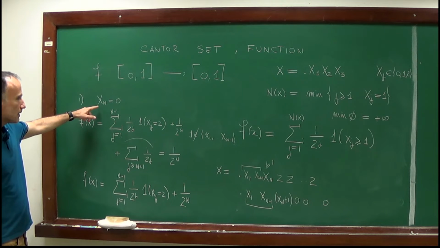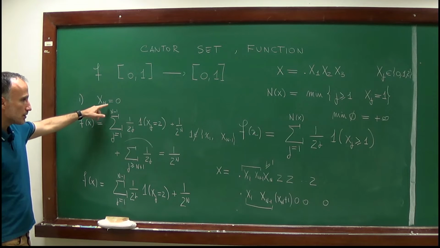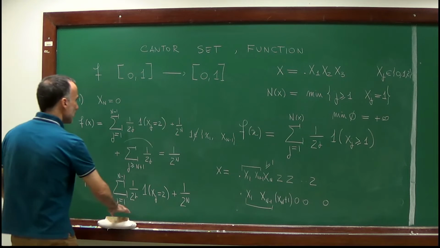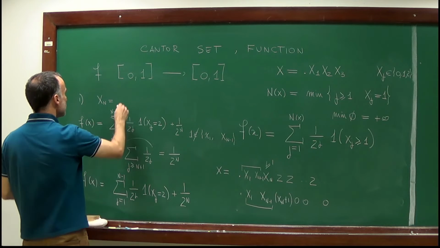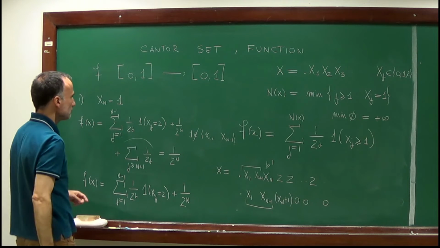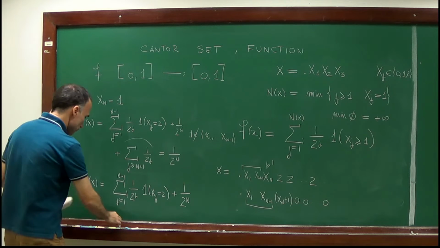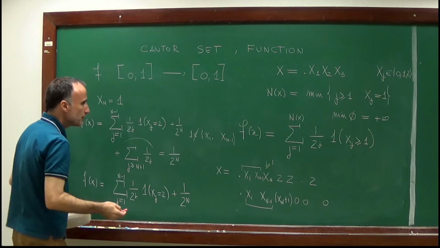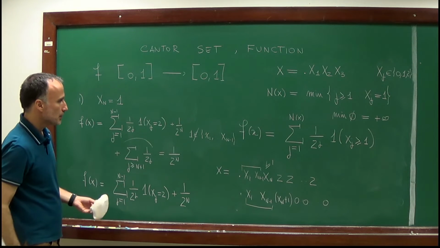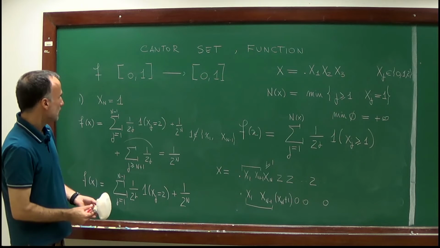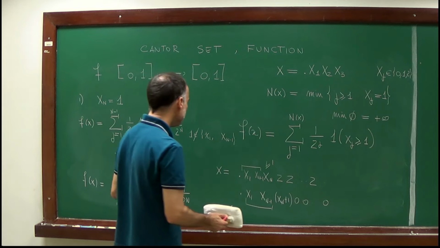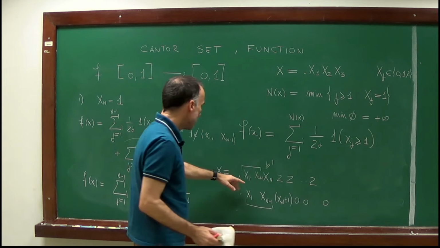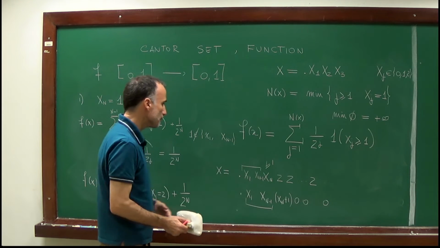Well, we proved that in the case in which xn is equal to 0. So now let's see what happens if xn is equal to 1. I will write in red just to avoid repeating everything I wrote. So let's assume now that xn is equal to 1, and let's consider the first representation.